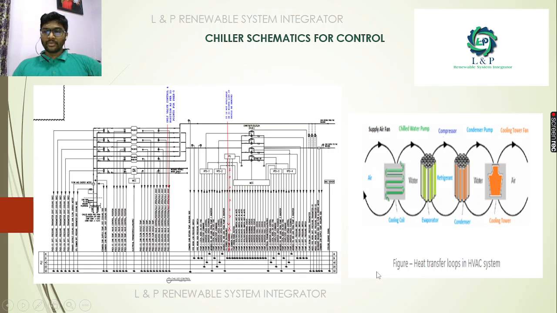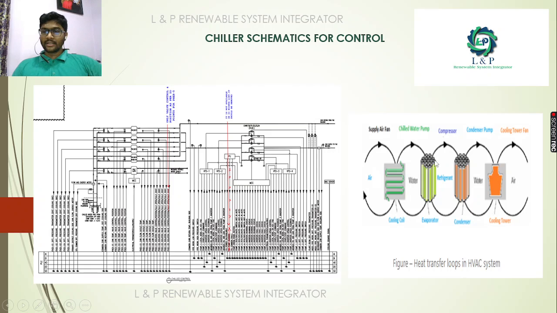Before knowing about the chillers, we need to know the process which is happening in the HVAC system. See here, the air is coming. The cooling coil plays an important role in cooling that particular air which is getting supplied to the building. It takes the heat and, with the help of the chiller pump, it goes to the evaporator.